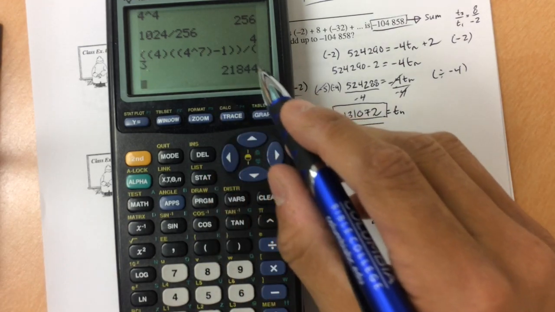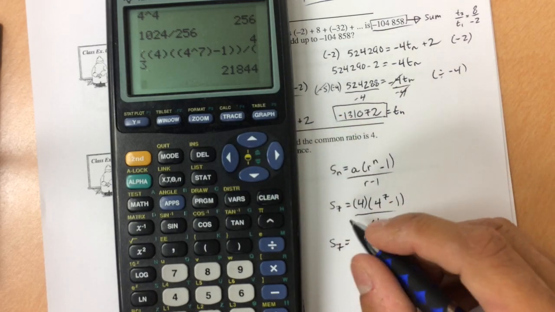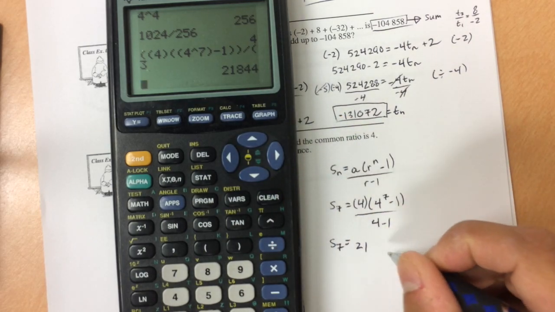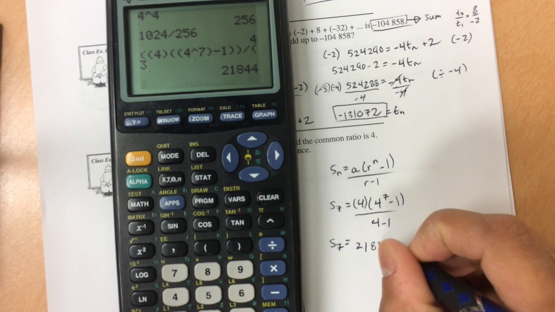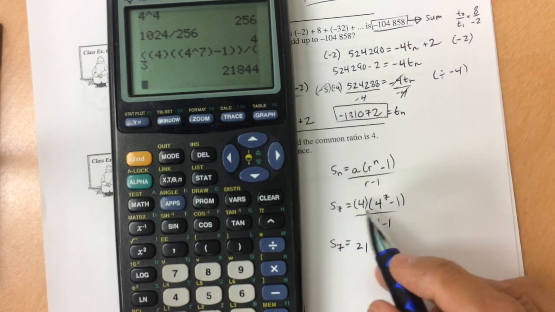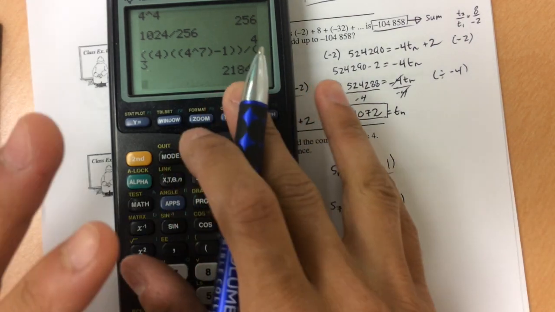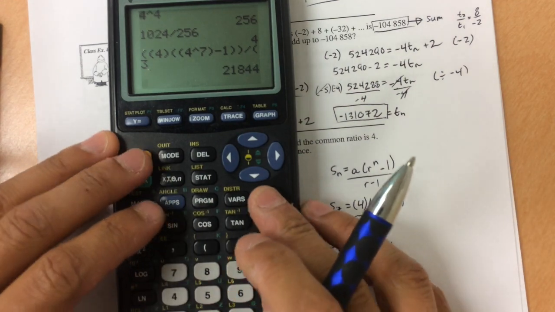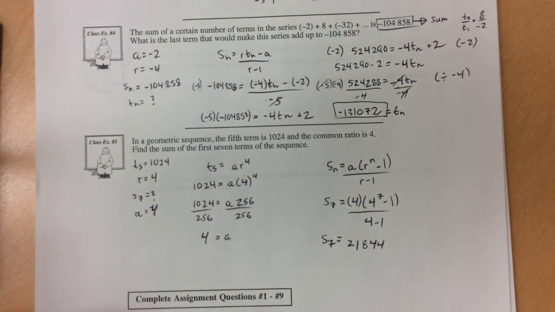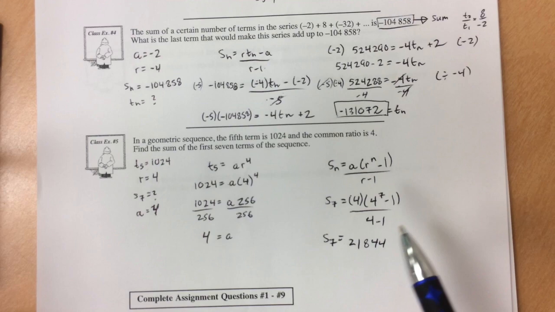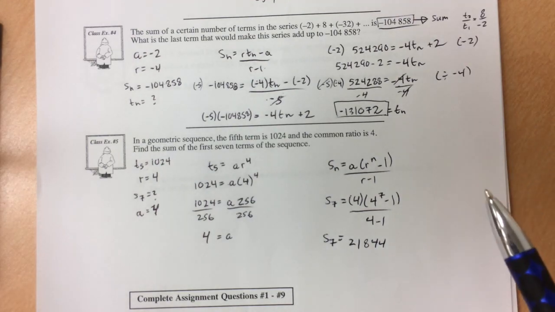I just did that all at once, but again, if you're not placing the brackets in the correct spot, then you're not going to get the correct answer. So if that's the case, I'd encourage you to calculate this in your calculator in steps. So the sum of the first 7 terms is going to be 21,844.